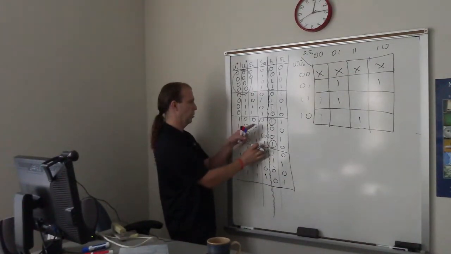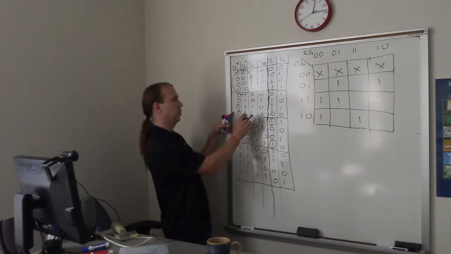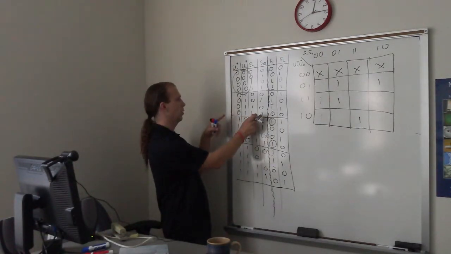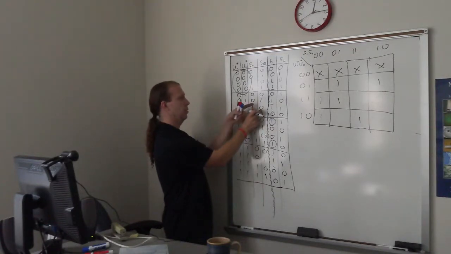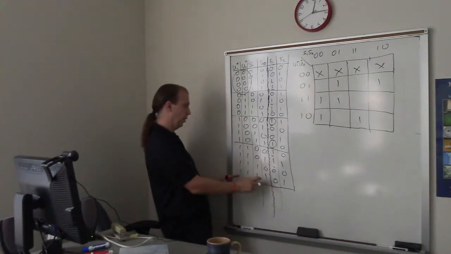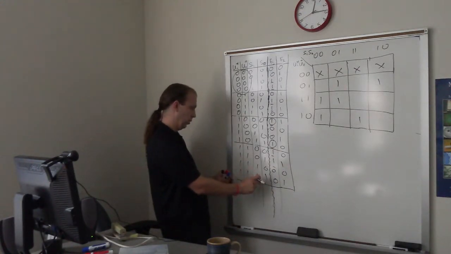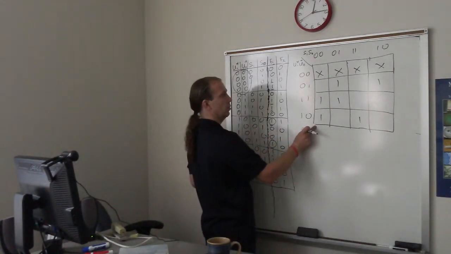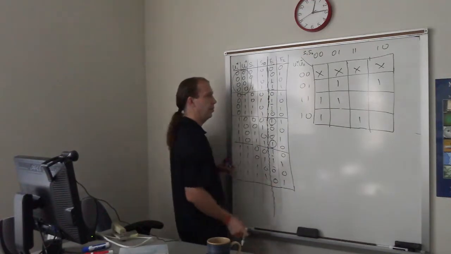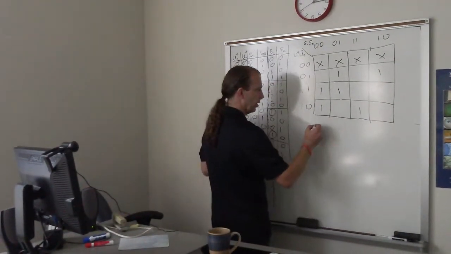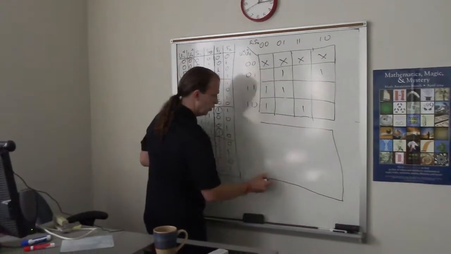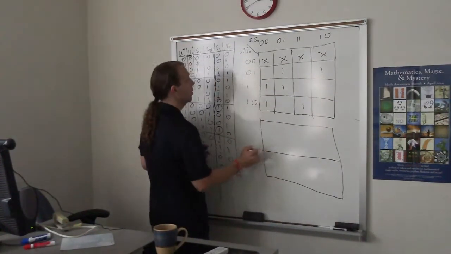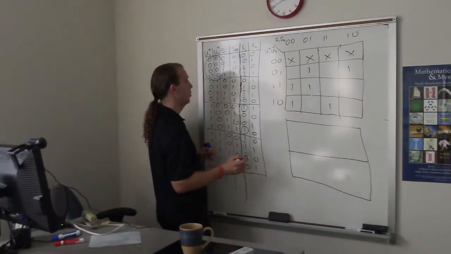So 1, 1, 0, 0. Do you see any other errors? So with 0, 1 we have 1, 0, 0, 1. That's correct. And with the last one we have 0, 0, 0, 1. That looks correct. And let me draw the map for F2.